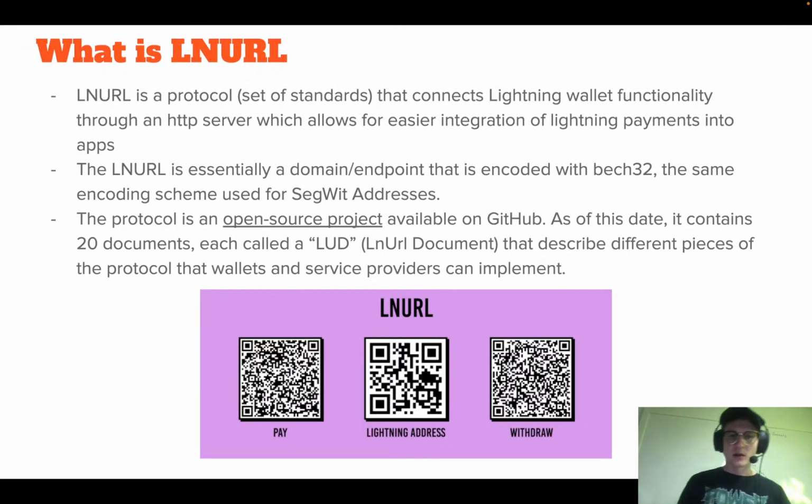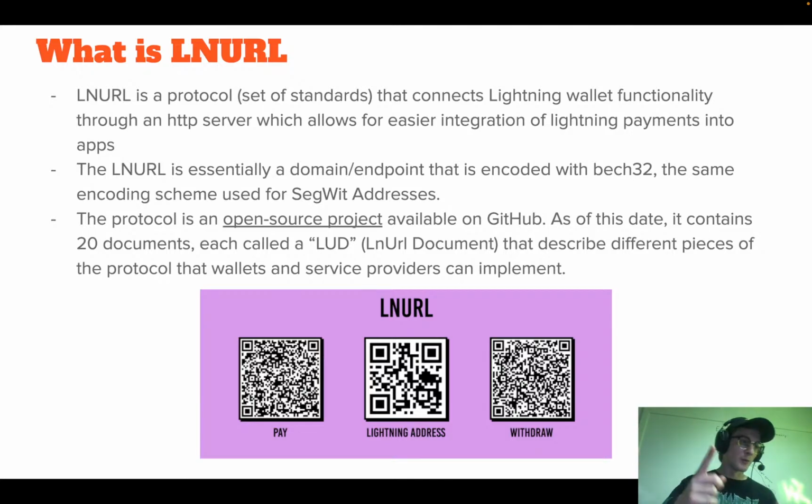Okay, so LNURL, it's a protocol, it's a set of standards. It connects Lightning wallet functionality through an HTTP server, which allows for easier integration of Lightning payments into apps. Using Lightning can be a multi-step process a lot of times. So a lot of what the LNURL spec is doing is trying to simplify that into a QR code. If I want to pay you, I should be able to just scan a static QR code that you can host. It doesn't need to change.